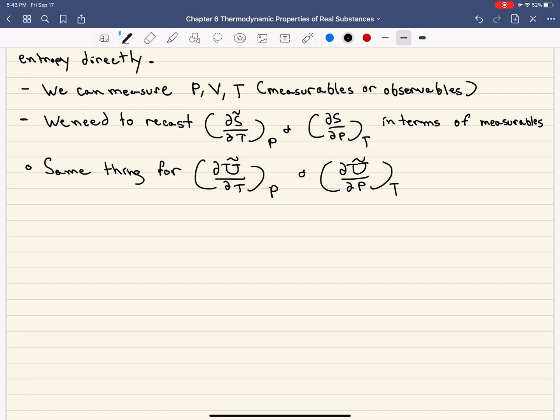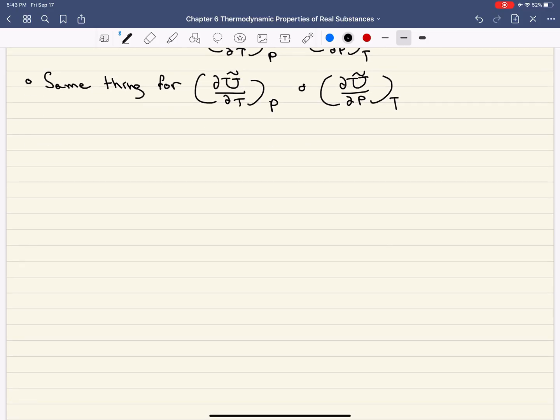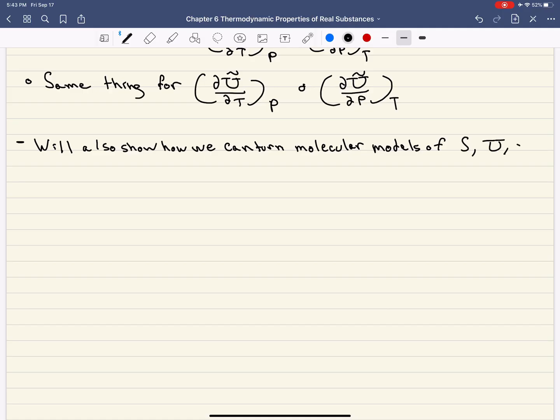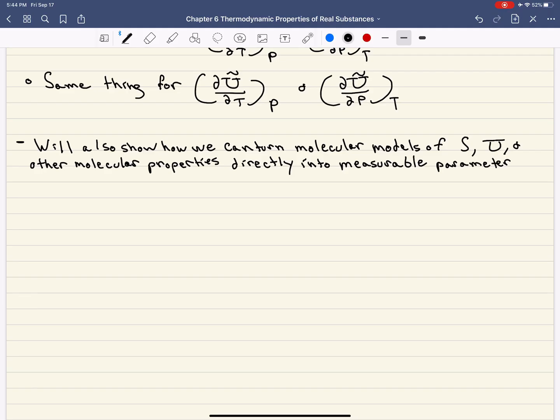So really the main point of chapter 6 is we're going to show how we can turn molecular models of S, U, and other abstract molecular properties, things we can't see with our eyes, and how we can mathematically transform those into properties that we can measure, into functions of things like pressure, volume, and temperature. Okay?